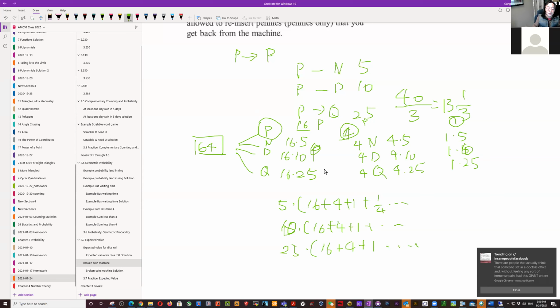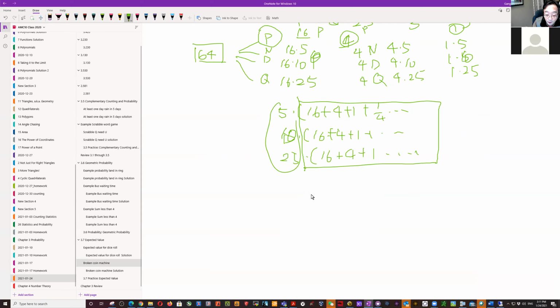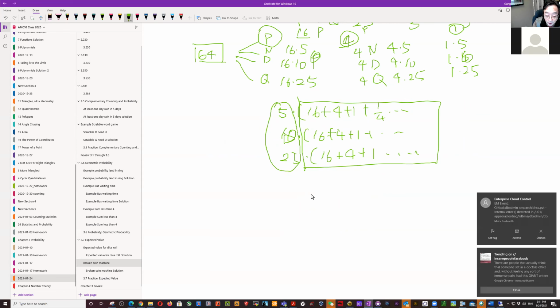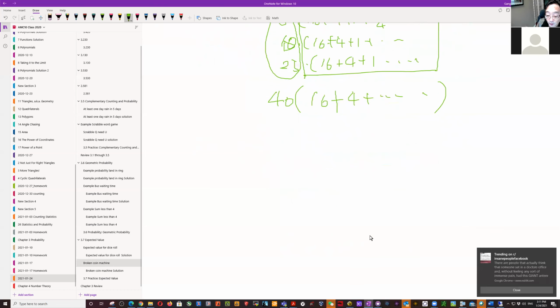So this became a geometric sequence. Because this part is the same, we can just extract it out. So adding these together gives 40, multiplied by 16 plus 4 plus whatever. This is an infinite geometric sequence, and we have a formula to calculate it.